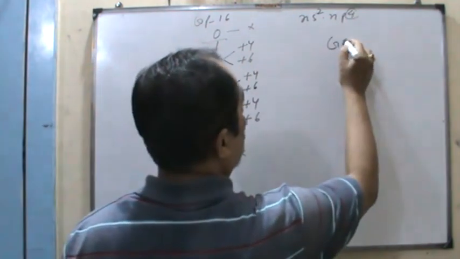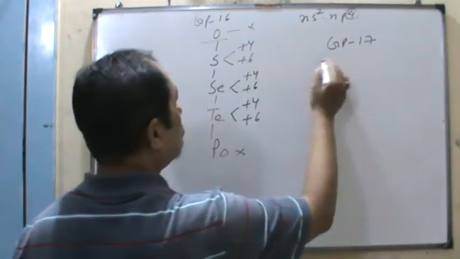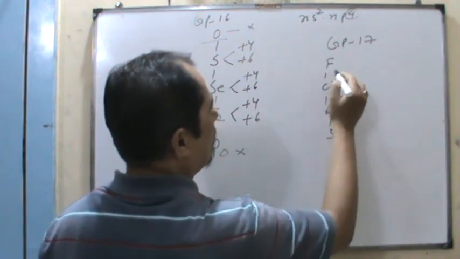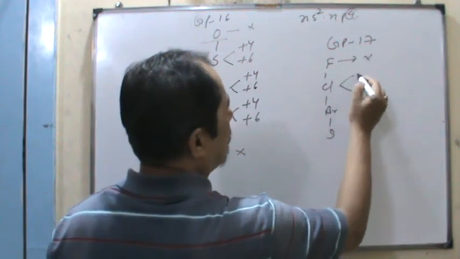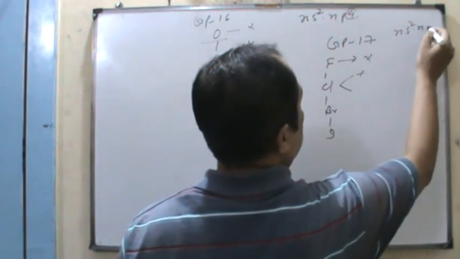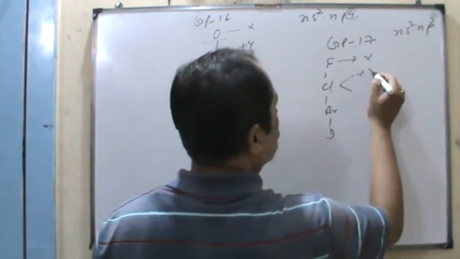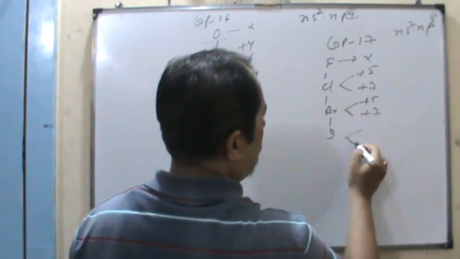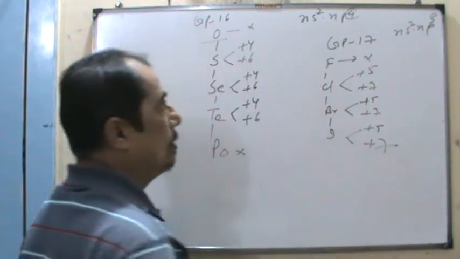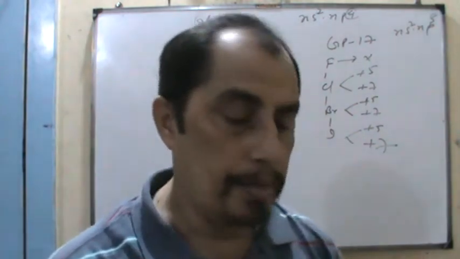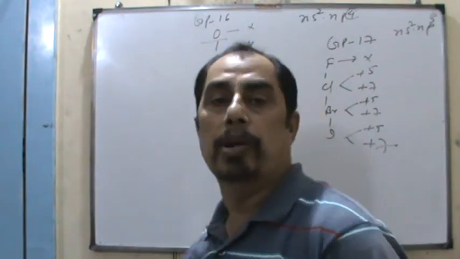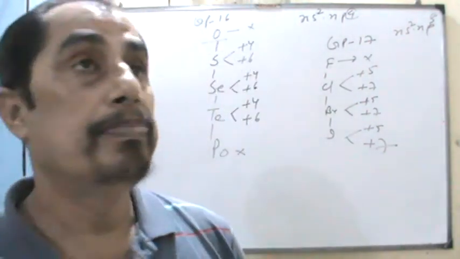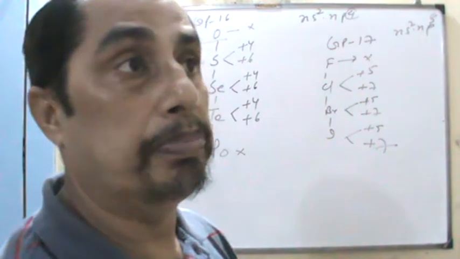So far as group 17 is concerned, like fluorine, chlorine, bromine and iodine, fluorine will not show the inert pair effect, but the configuration is ns2 np5. 5 will be lost, +5 and +7. This is the unique property of p block elements. Usually they exhibit lower and higher oxidation states. This credit goes to the inert pair effect.